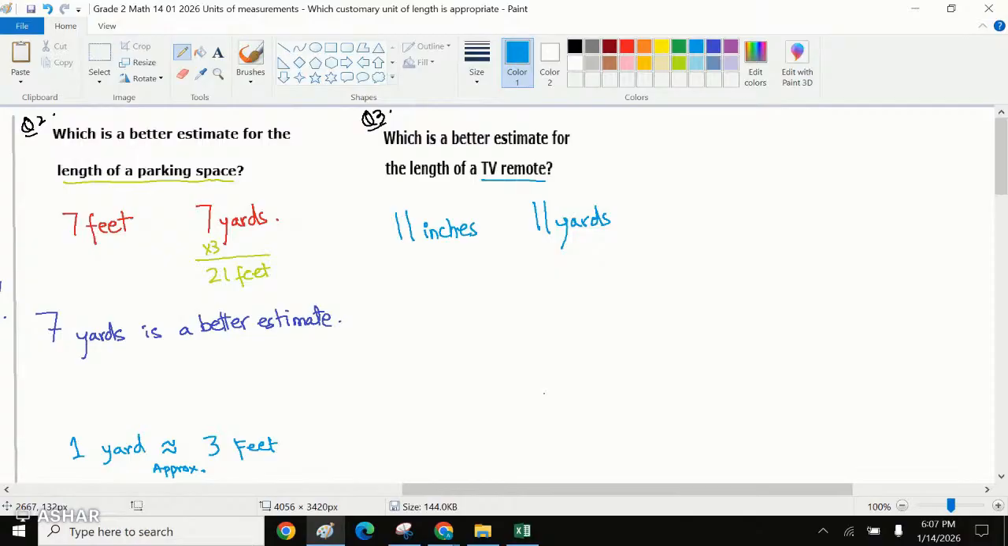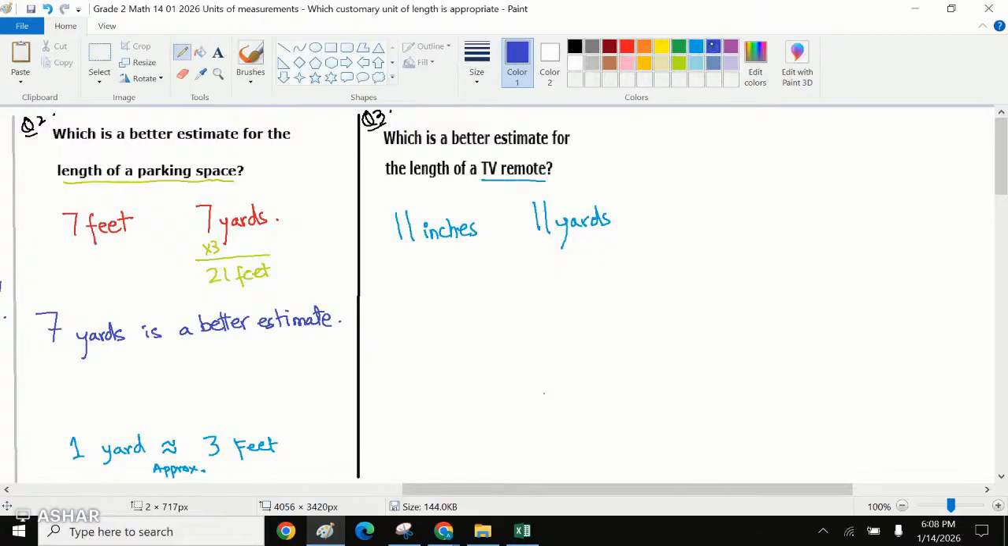What is the ideal unit that we use for measuring the length of a TV remote, or any remote? Can we have an 11 yards long TV remote? That would be bigger than maybe around 2 cars length, right? So what should be a better estimate for a TV remote? Yes, option number 1. Thank you.